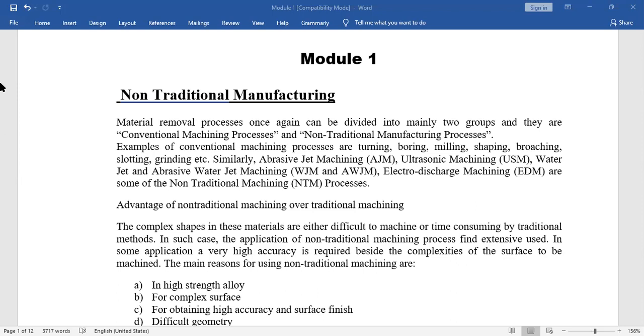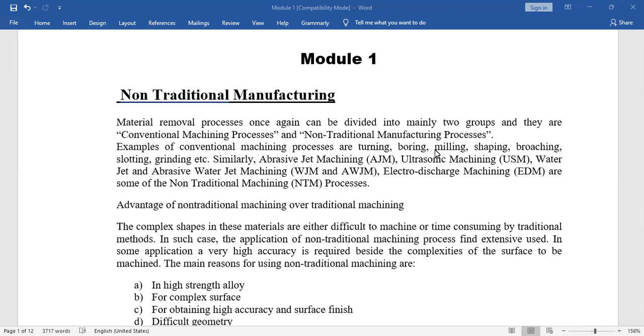So in your syllabus, there is only subtractive type of manufacturing and it is divided into two types. One is the conventional machining process and second is the non-traditional machining process. In your syllabus for this subject, you have to study only about non-traditional manufacturing process. So first, know the difference between conventional machining and non-traditional machining. What is the difference between both?